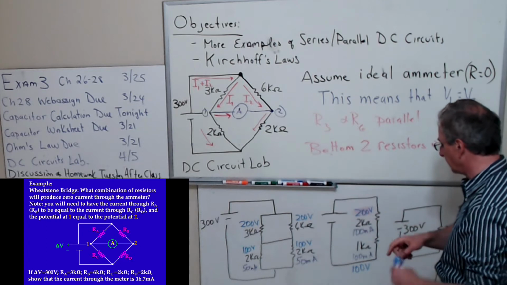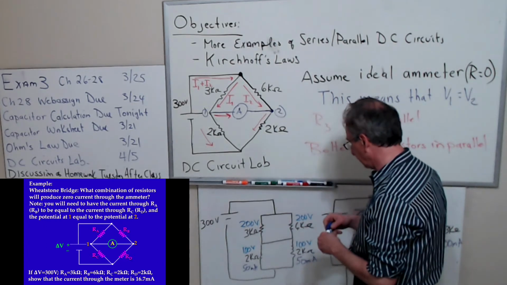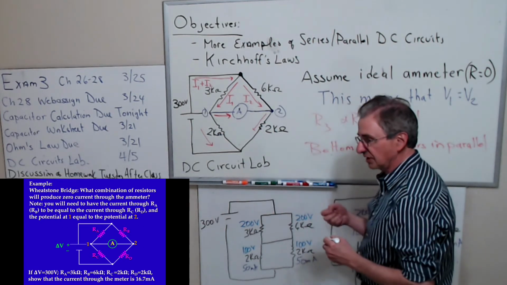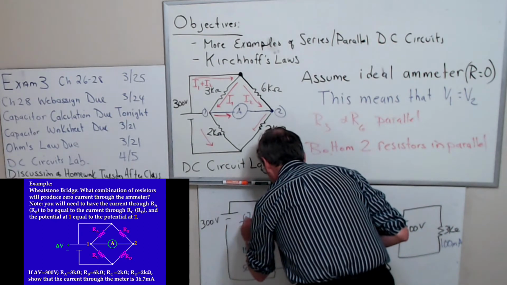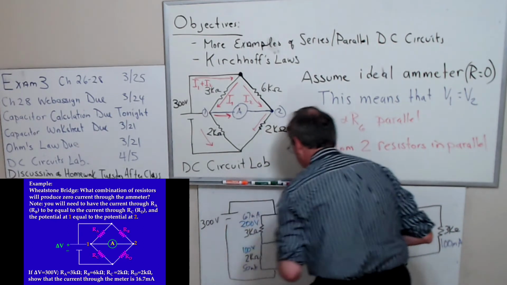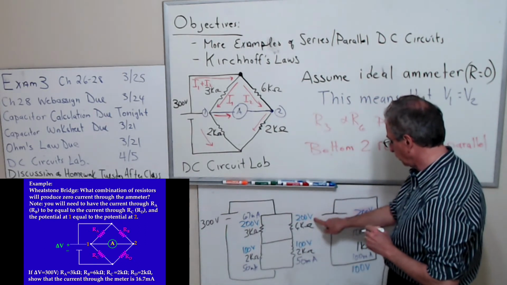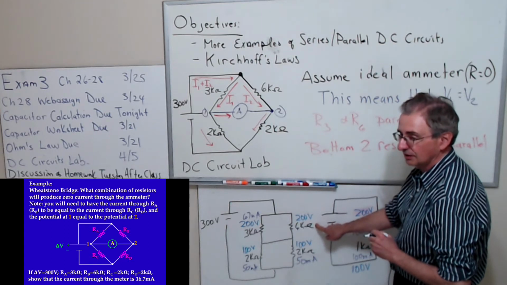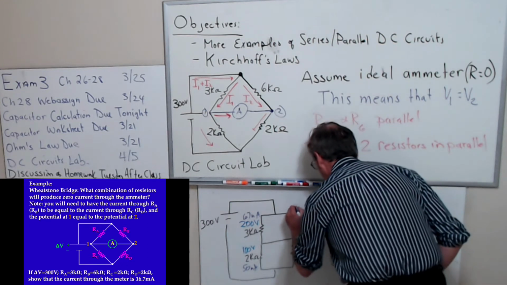Let's do the top one then. What's 200 divided by 3,000? It's 0.066666, etc. So let's just write 67 milliamps. What's 200 divided by 6,000? Or what's 2 over 6? It's 1/3. So this is going to be 33 milliamps.